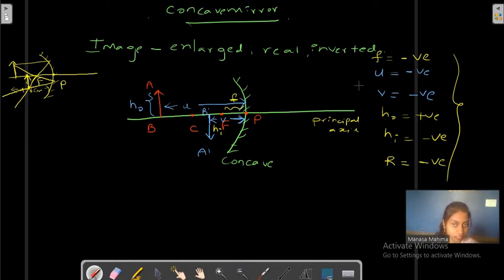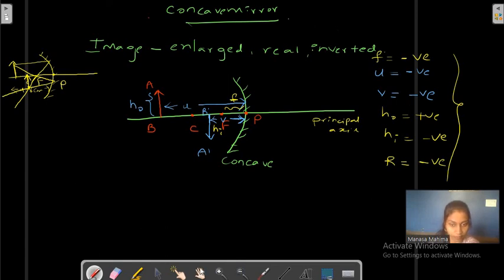See, if they ask you about a concave mirror, what all things should come to your mind at first? The object distance should be taken with a negative sign, whereas the image distance should also be taken with a negative sign. The object height is taken positive, and the image height is taken negative. Why? We are getting a real as well as inverted image in the case of a concave mirror, right? And R, the radius of curvature, we have to take negative in the case of a concave mirror. This is all about the concave mirror.